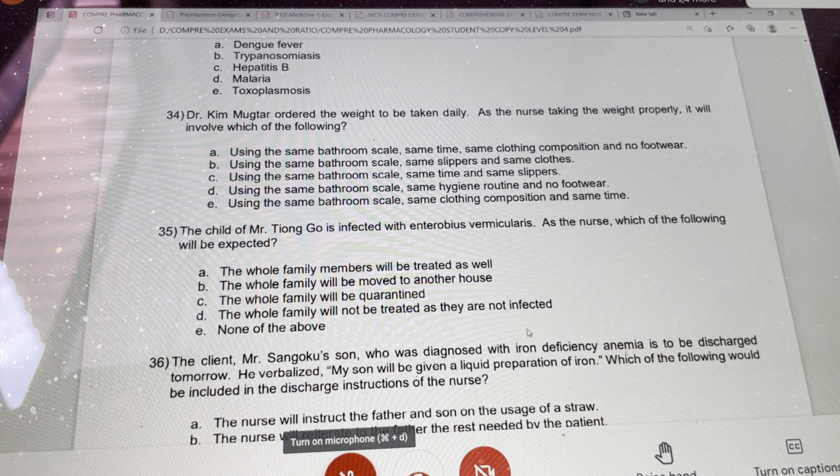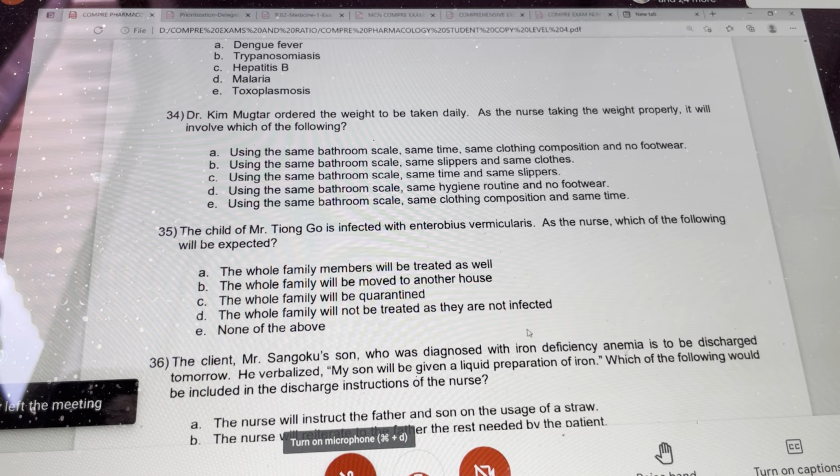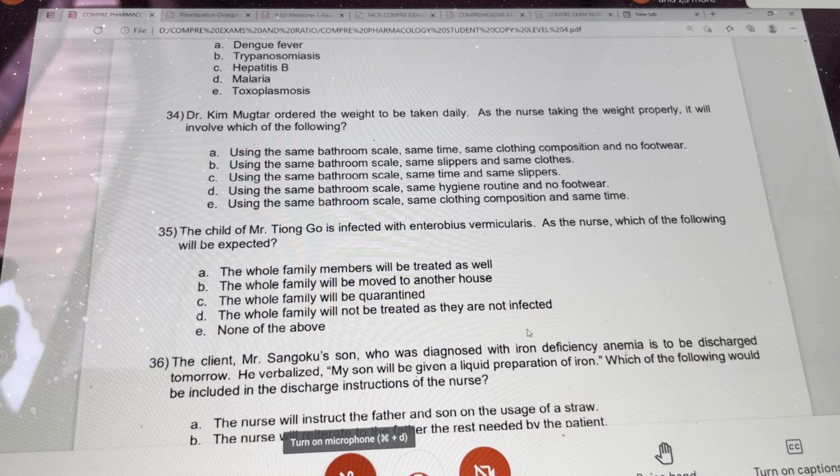Okay. In order for you to get the weight of your client properly, the ideal way should be to use the same bathroom scale at the same time, same clothing composition, and no footwear. So that is number 34. Okay, ito usually yung na-appreciate niyo when you were in your under 5 exposure, diba? Number 34, letter A.